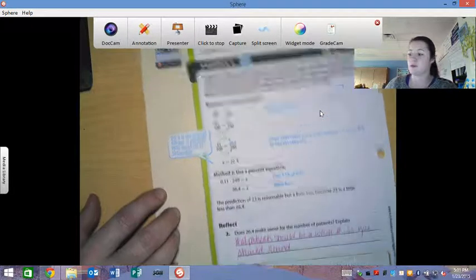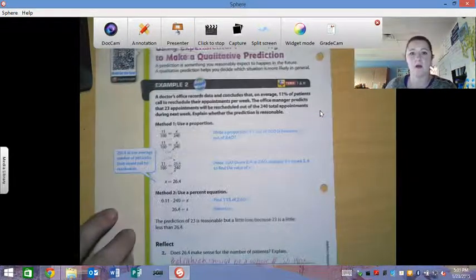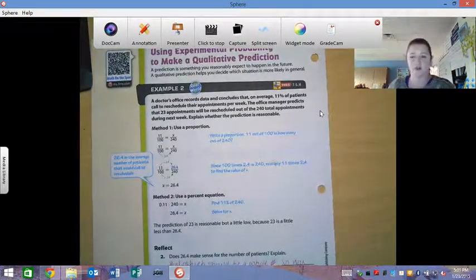Turn the page. So, we're going to use experimental probability now to make a qualitative prediction. If you don't remember qualitative and quantitative, you're going to have to go back to the very beginning of Chapter 5 in order to figure out what those two words mean. So, a prediction is something you reasonably expect to happen in the future. A qualitative prediction helps you decide which situation is more likely in general.